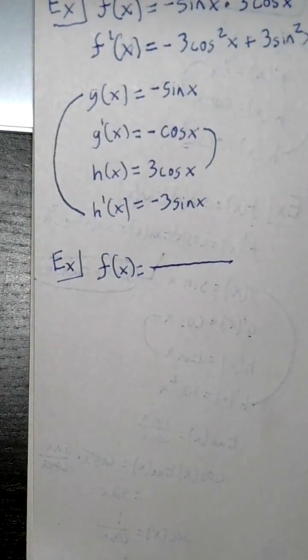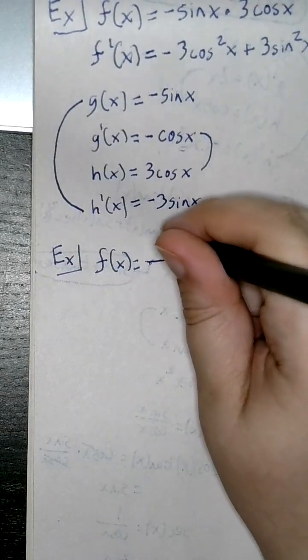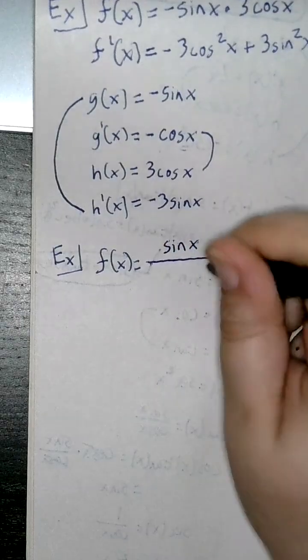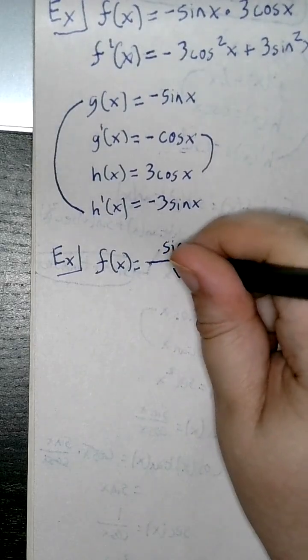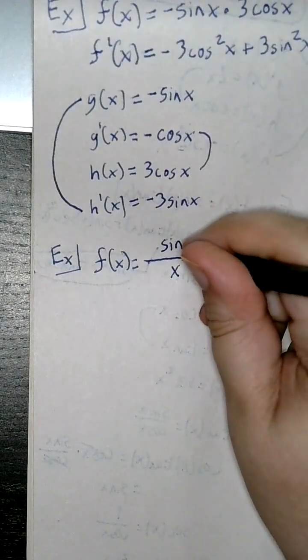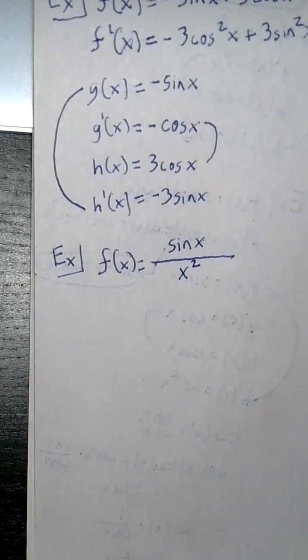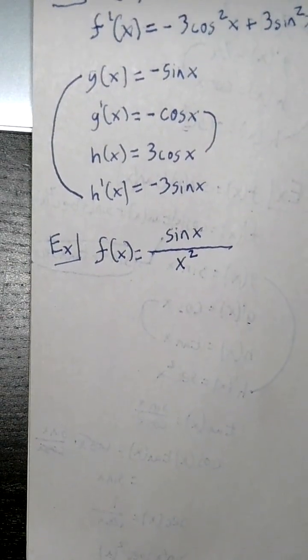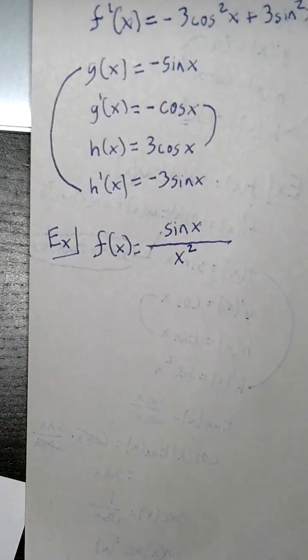So let's do a quotient rule problem. So let's say I have sine of x over x squared. So let's go ahead and do this quotient rule. So remember from last night the steps on how to do quotient rule problems.